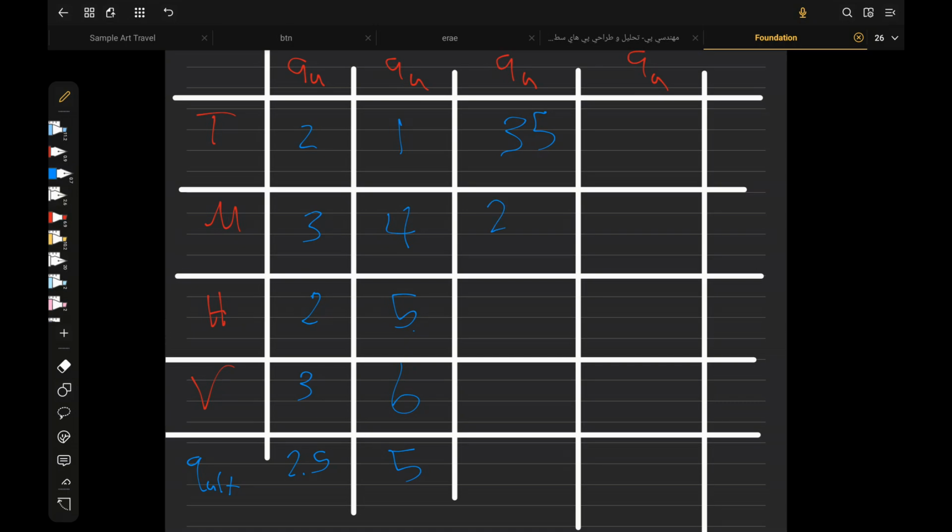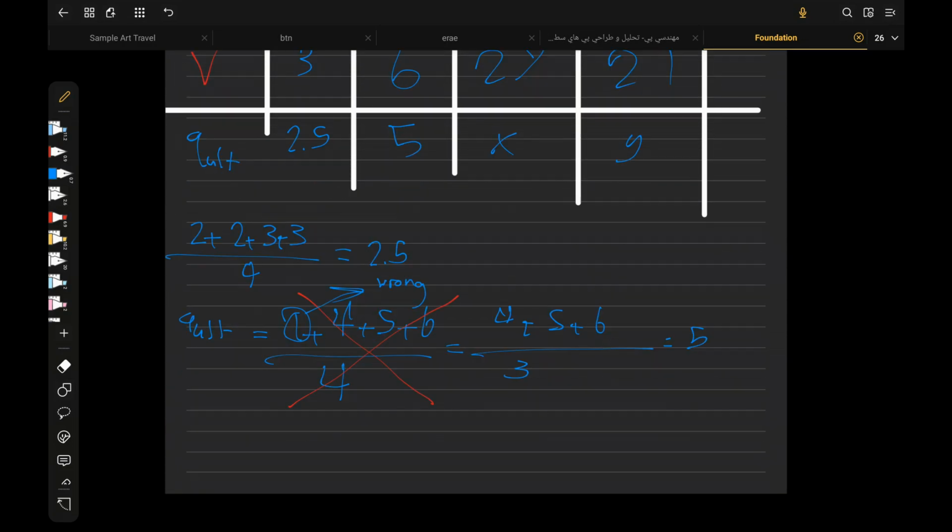35, 26, 37, 29. And this one, 18, 30, 19, 21. These two, x and y. Find them for your next lesson.